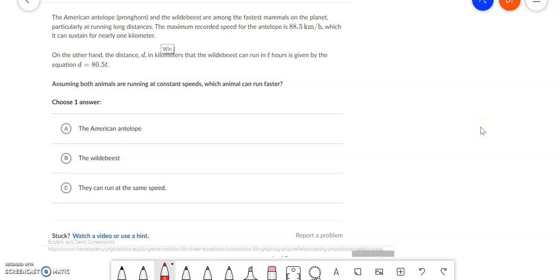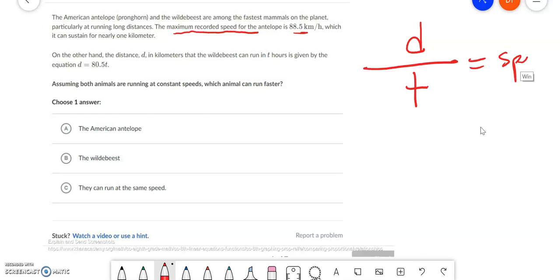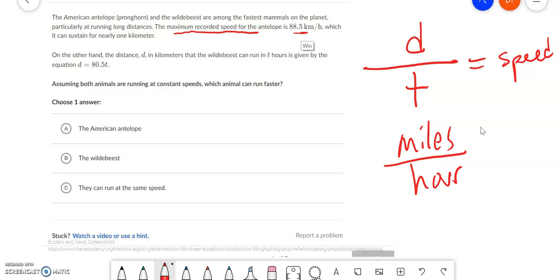All right, so the maximum recorded speed is usually some distance over some time. That's your speed, right? So normally we go miles per hour. That's like, oh, you're going so many miles per hour. In this case, they're using a different unit to measure the distance. They're going kilometers per hour, okay? So the antelope is 88.5. It can keep that up for 1 kilometer, okay?